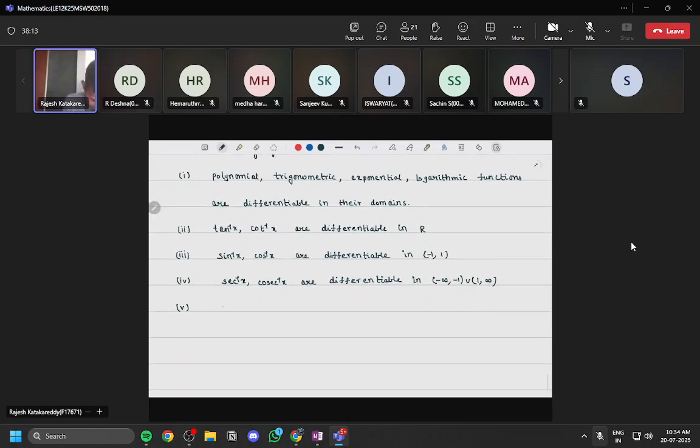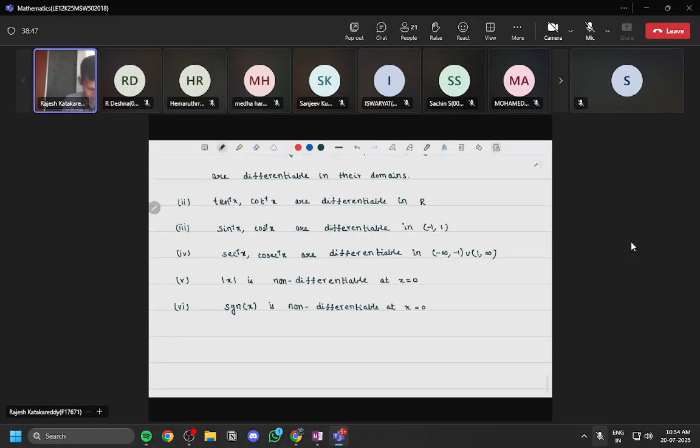So mod x is non-differentiable at x equals 0. At all remaining points, it is differentiable. Signum of x is non-differentiable at x equals 0.